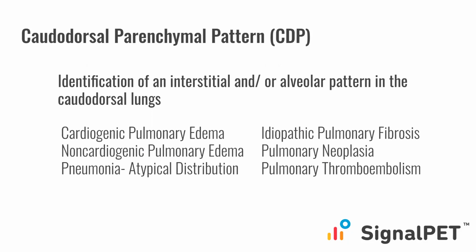I did have one earlier this week. It was a young dog with a region of an alveolar pattern in the left caudal lung, and I thought it was most likely an atypical distribution of pneumonia. So I included that one here as well. That's not one I see very often, but I couldn't help but think, maybe I should include this in the webinar. Other differentials include idiopathic pulmonary fibrosis, pulmonary neoplasia, and pulmonary thromboembolism. So now let's look at some examples.